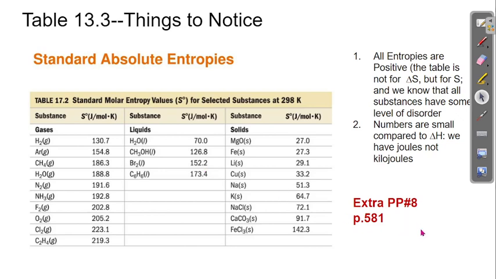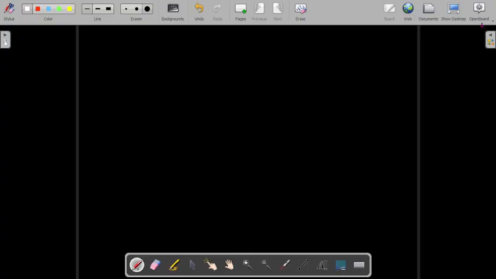Let's look at extra practice problem number 8 on page 581. So what are we needing to do with this? Let's look at an example. It says if the standard absolute entropy of oxygen gas is 205 joules per mole Kelvin, what is the change of entropy of the reaction in problem number 7? So let's try to solve this for a second.